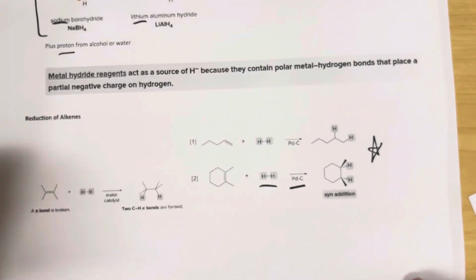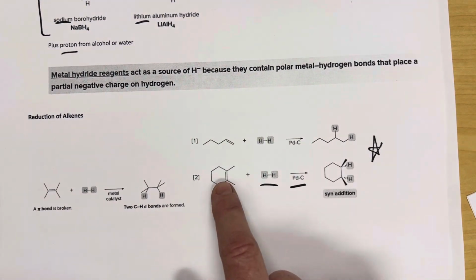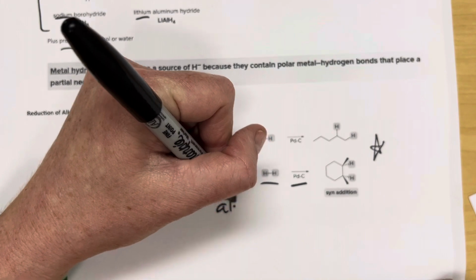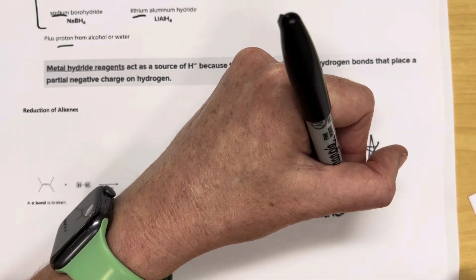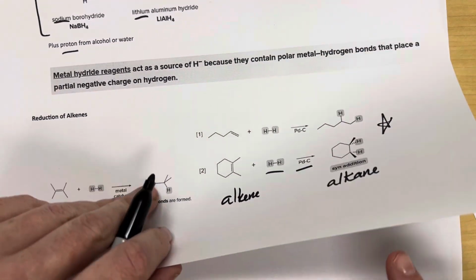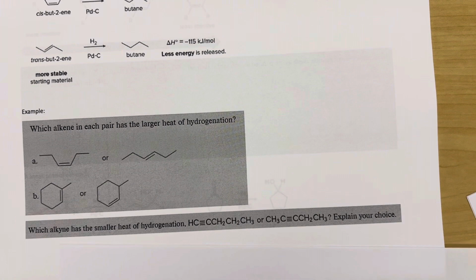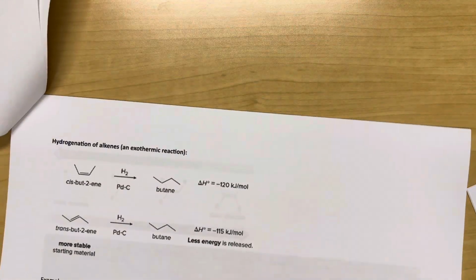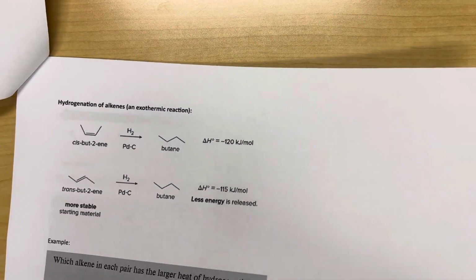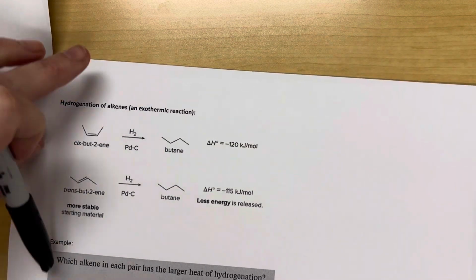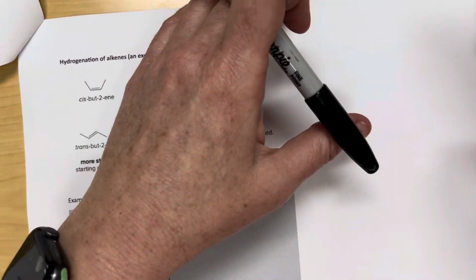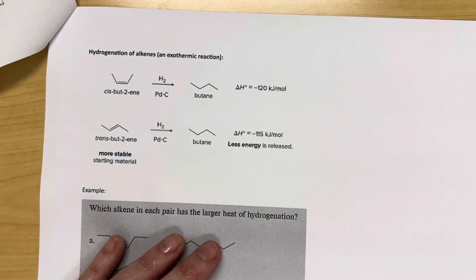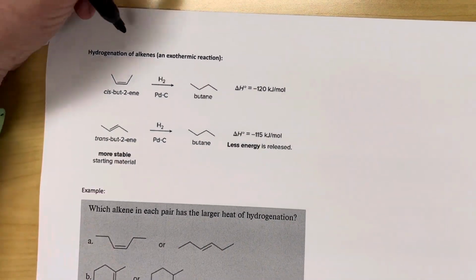H2, PDC, adds in syn addition. You can take an alkene and you can turn it into an alkane. We know all sorts of ways to take an alkane and turn it into an alkene, especially if it's an alkyl halide. Okay. Hydrogenation, we talked about that term a little while ago when we were talking about hydrogenated oils, for example. So hydrogenation is the term that essentially means adding hydrogen.